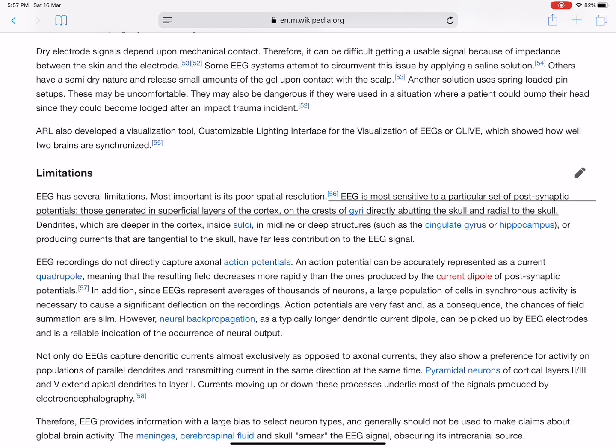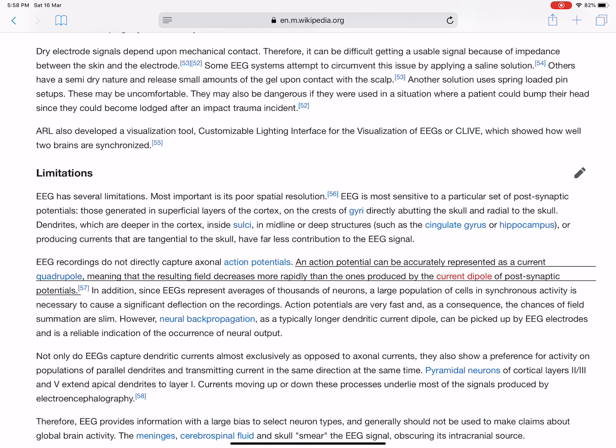Dendrites, which are deeper in the cortex, inside sulci, in midline or deep structures, such as the cingulate gyrus or hippocampus, or producing currents that are tangential to the skull, have far less contribution to the EEG signal. EEG recordings do not directly capture axonal action potentials. An action potential can be accurately represented as a current quadrupole, meaning that the resulting field decreases more rapidly than the ones produced by the current dipole of postsynaptic potentials.